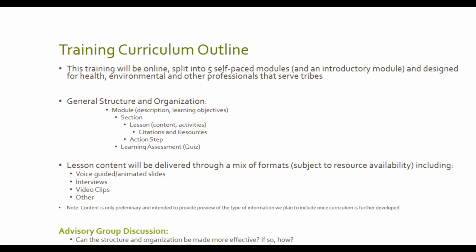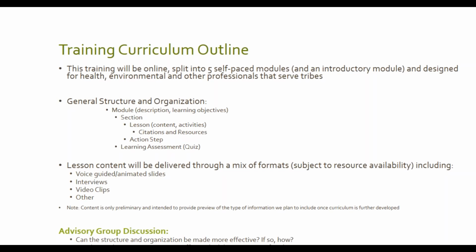The lesson content is going to be delivered through a mix of formats, subject to resource availability. That just means we'll have some work ahead of us in terms of producing these videos. And so to the extent we can, we'd actually like to incorporate interviews, go out and go in person to produce some actual video interviews with folks. Otherwise, we'll be using voice-guided animated slides, video clips, and other media. And just a little note here that the content that you see in the original curriculum outline is just preliminary.